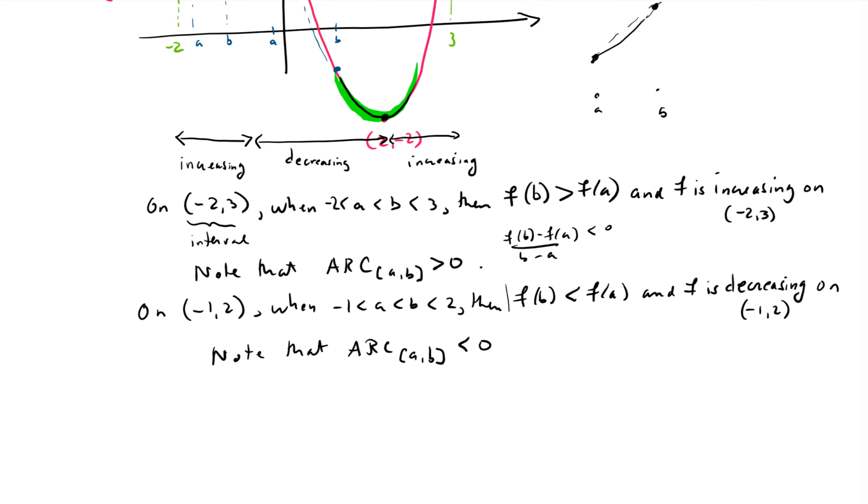So let's remove this. And finally, for similar reasons, on the interval 2, 3, the function is increasing, and you've got a positive average rate of change for any A and B contained in that interval. So I'll just write here, I won't write everything, f is increasing.